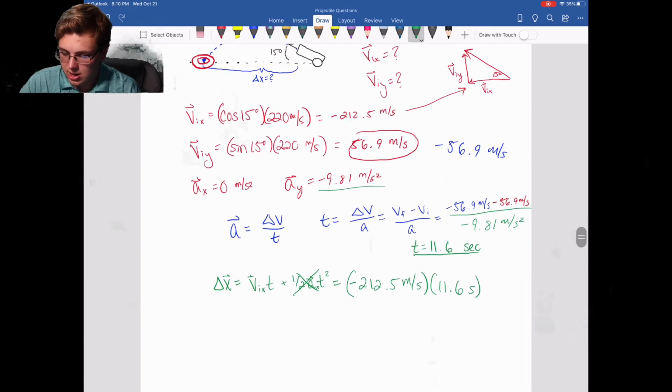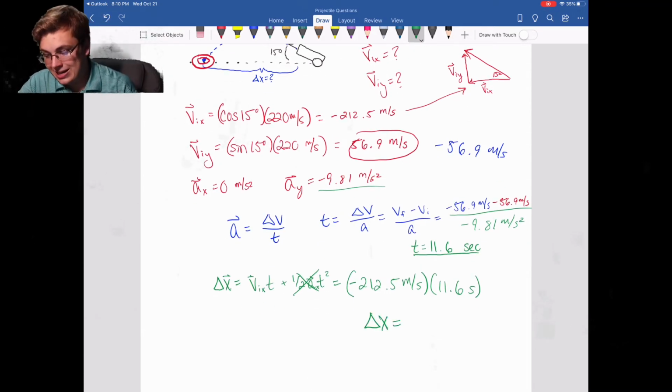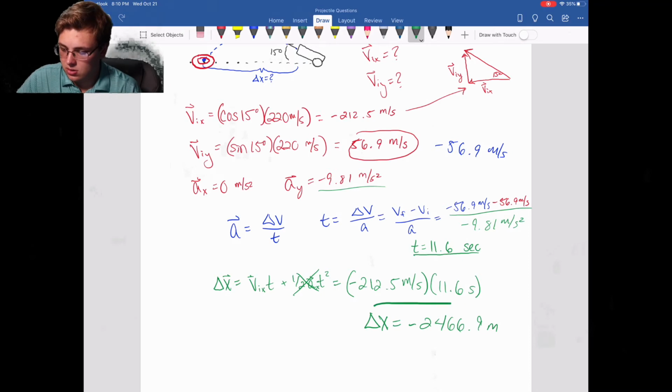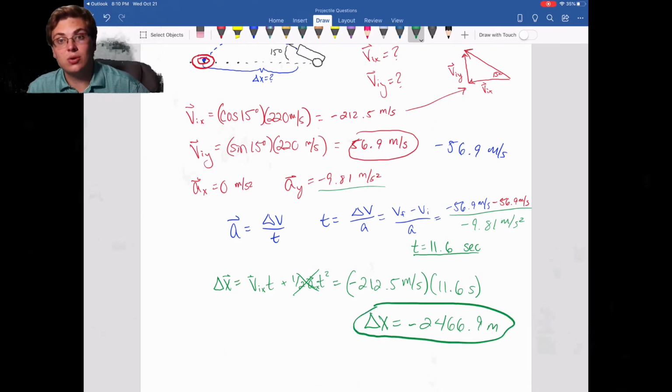So our change in x is actually going to be negative 2466.9 meters. Now here's our placement that we need to have for our target for question 2. So it's just using those same ideas, those same methods in each part. And it's not that hard, just moving along.